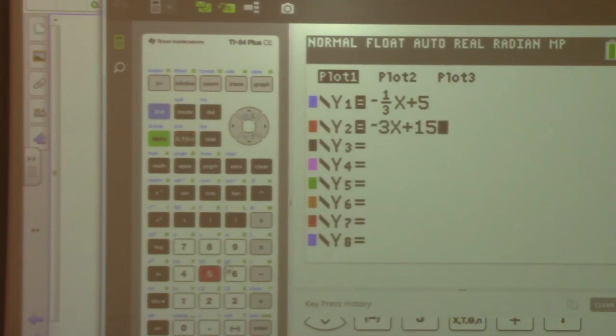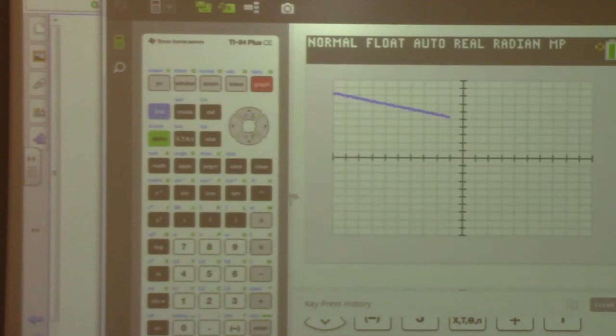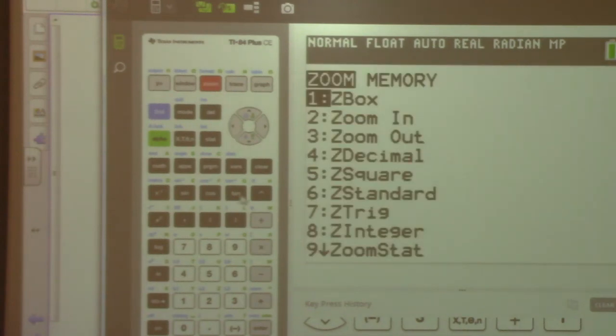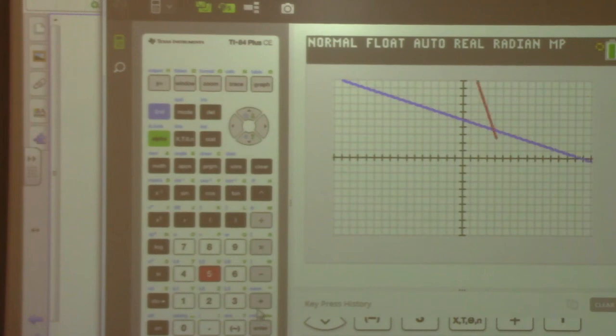See if they look like inverses of each other. And if they're inverses of each other, they reflect about the line y equals x. Check it out. Now, does that look like they're inverses of each other? Maybe, but the proportionality is a little off. How do we get perfect proportionality in our calculator? Zoom square. Zoom 5. Okay, so now it looks like it's perfectly proportional, right?